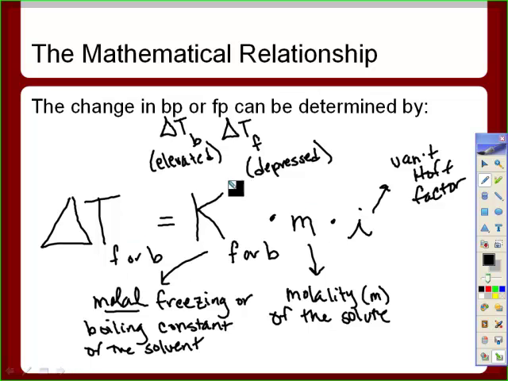One thing that gets confusing about this equation is what applies to what part of the solution. If you think of this equation as being split in half, everything on the left side has to do with your solvent. Everything on your right side has to do with your solute. So the change in temperature is the change in the freezing point or the boiling point of the solvent, and then the K is that constant for the solvent. The molality and the Van't Hoff factor refer to the solute. So always the left-hand side is your solvent, and the right-hand side is your solute.